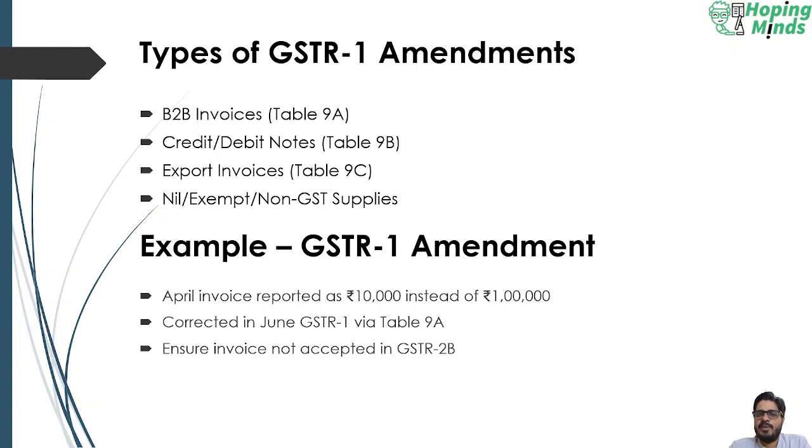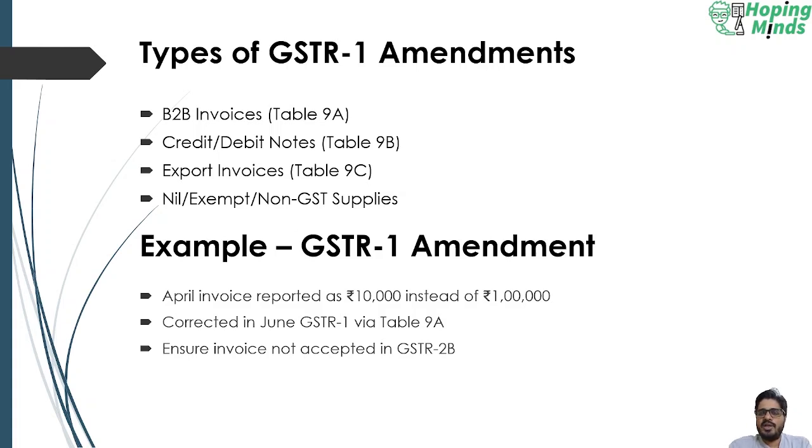This amendment will be done in table 9B. Then export invoices can be amended using the amendment facility available in table 9C. Also, nil rated, exempted and non-GST amendments can also be done.